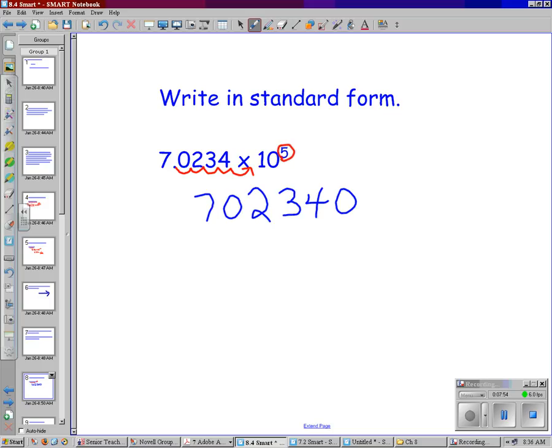I'm taking this number, 7.0234, and I'm multiplying it by 100,000. Don't you think your number should get bigger? Use your common sense, please, on some of this. And I know some of you are looking up here going, we know this. Good. I got to make sure everybody does.